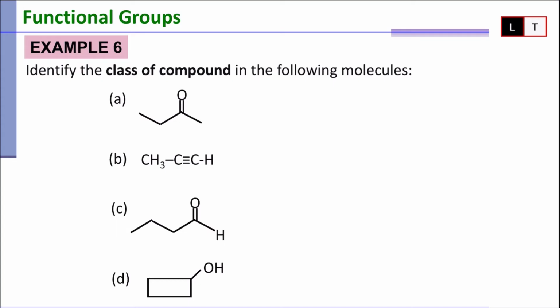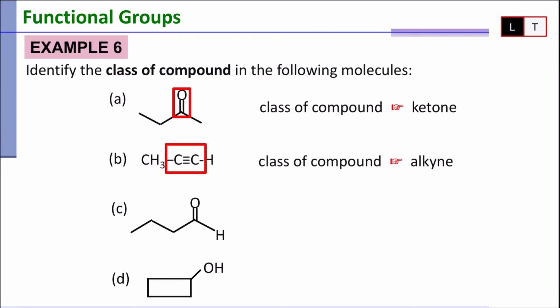So, kita kena identify the class of compound here. So, we can see that for A, the functional group is C double bond O. So, the class of compound here adalah ketone. This one, muncung kat sini adalah carbon. Cuma kita lukis dalam bentuk skeletal. Nanti next video kita akan belajar dengan lebih mendalam. So, for B, we have C triple bond C. So, this one adalah class of compound for alkyne.